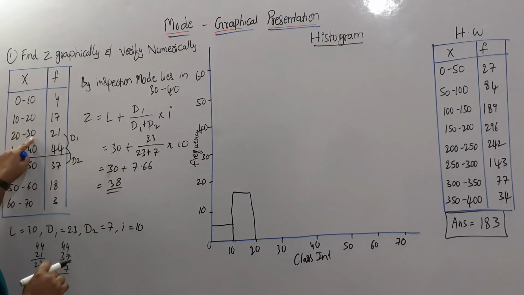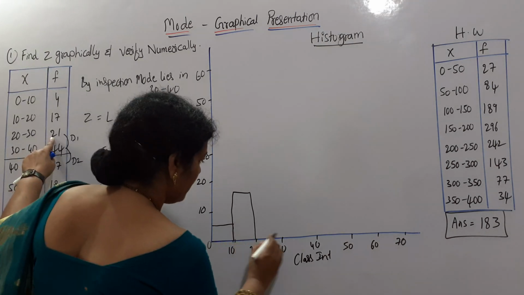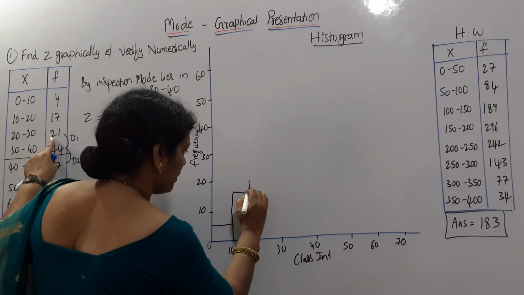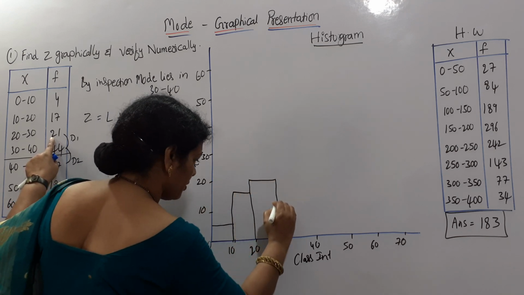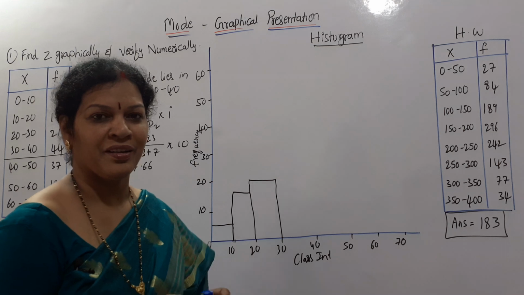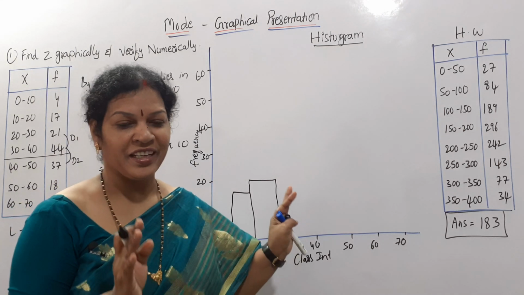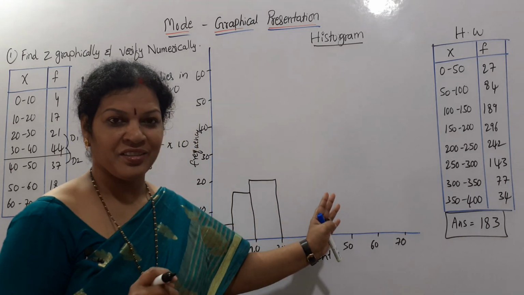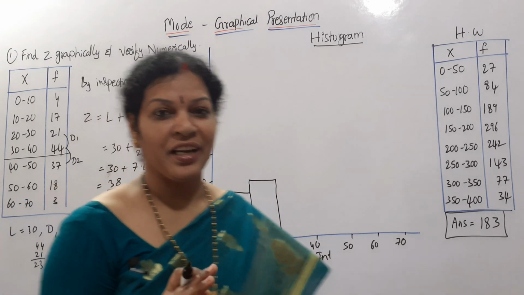Next one is 20 to 30 is 21. 20 to 30 is 21 means it's here. If you take graph paper, you can easily identify. Take graph paper, use dark color pencil and draw this. It looks very neat and clear also.